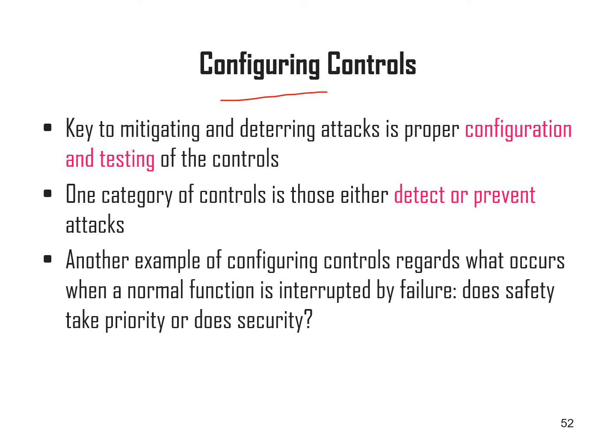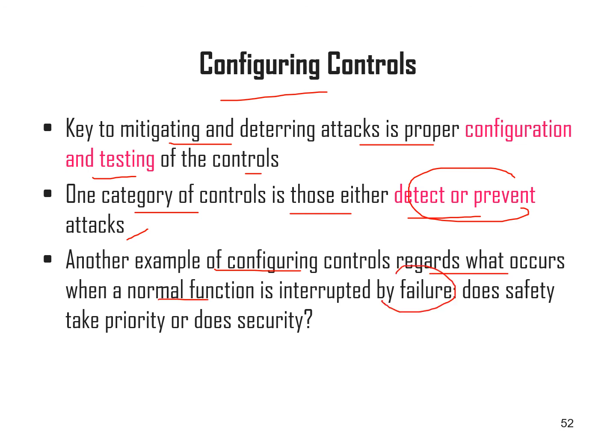Configuring controls. Key to mitigating and deterring the attacks is proper configuration and testing of the controls. So we have to configure the controls. One category of control is those that detect or prevent the attacks. Another example of configuring the controls is regarding what occurs when a normal function is interrupted by a failure. Does the safety take the priority, or does the security? So we have to make a trade-off between safety and security.